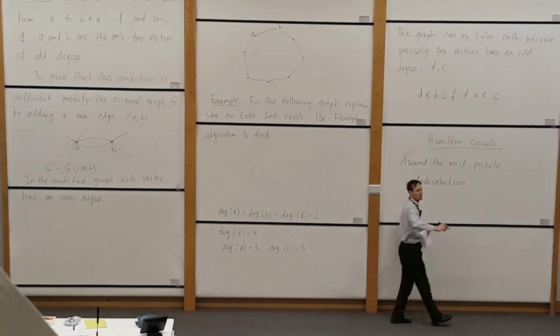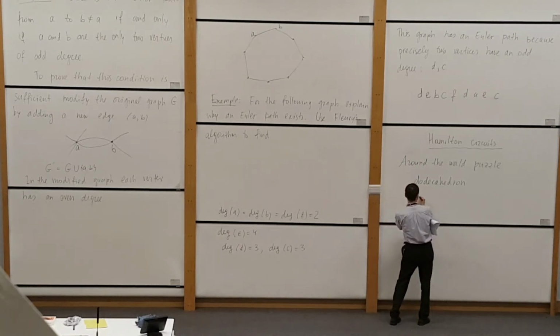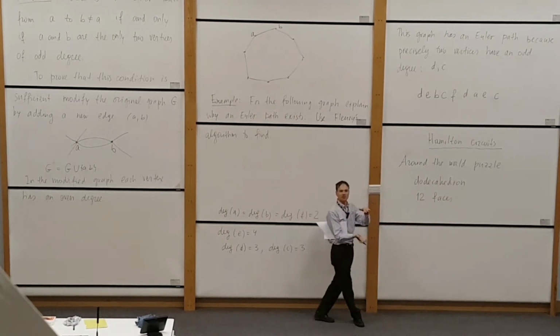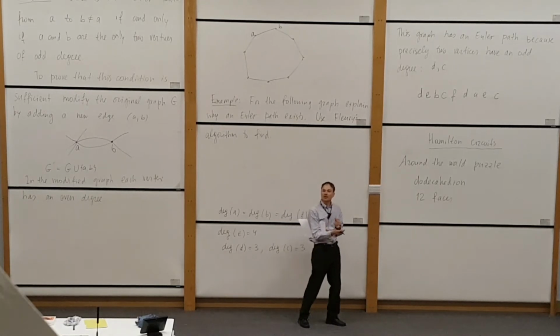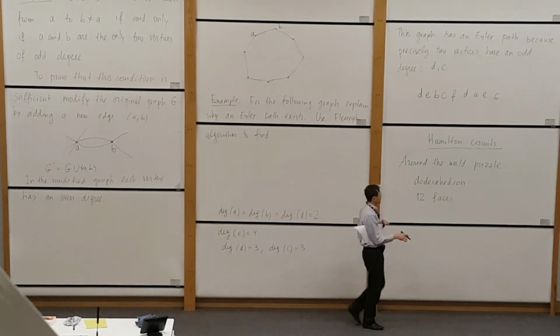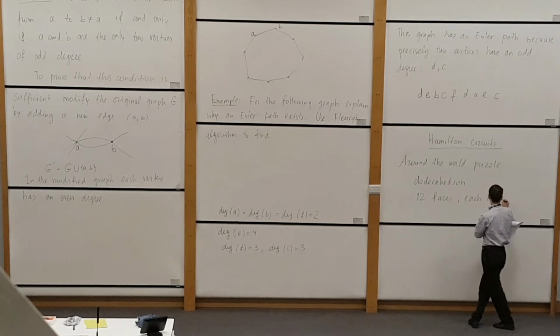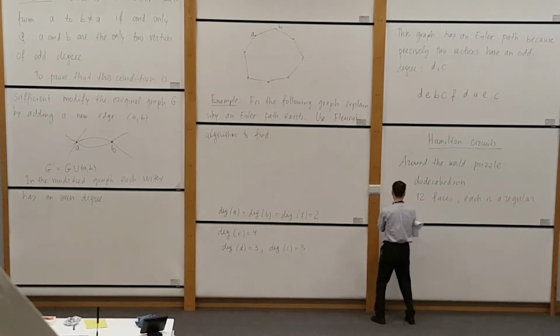So what's a dodecahedron? It's a solid body which has 12 faces, right? Like a cube has 6 faces, and dodecahedron happens to have 12 flat faces, and each face is a regular pentagon.